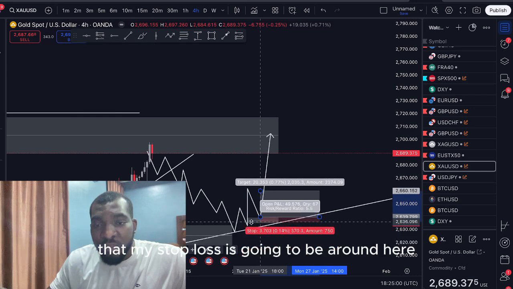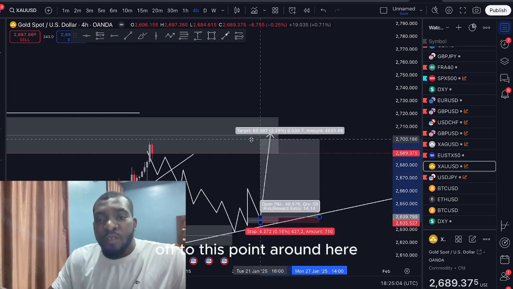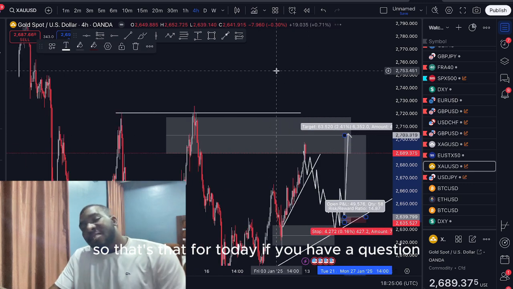Then my stop loss is going to be around here, and then I'm going to be buying up to this point around here. So that's that for today.